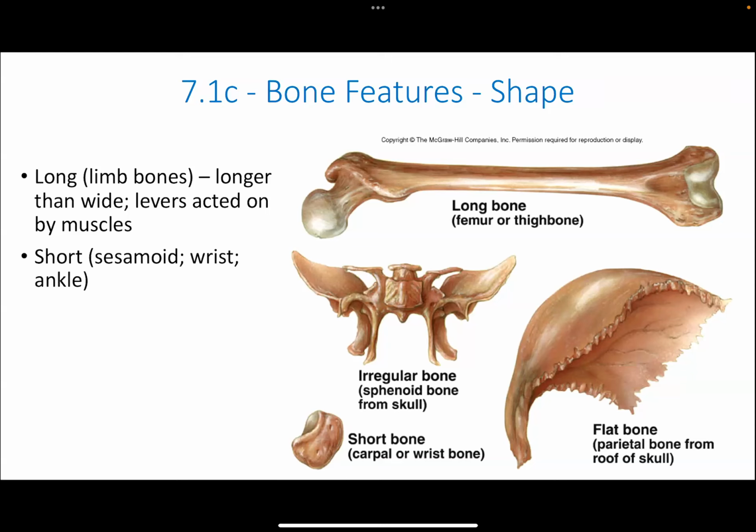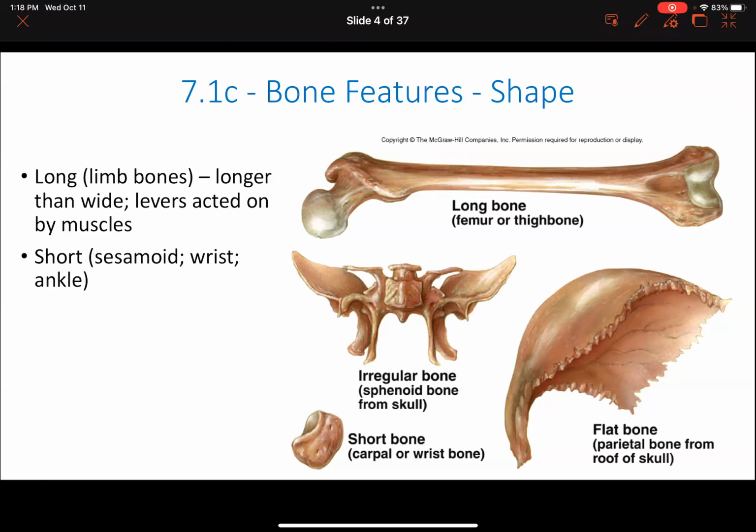Short bones are another type of bone. You can see an example here on the bottom of a sesamoid bone. They also exist in the wrist as well as the ankle.